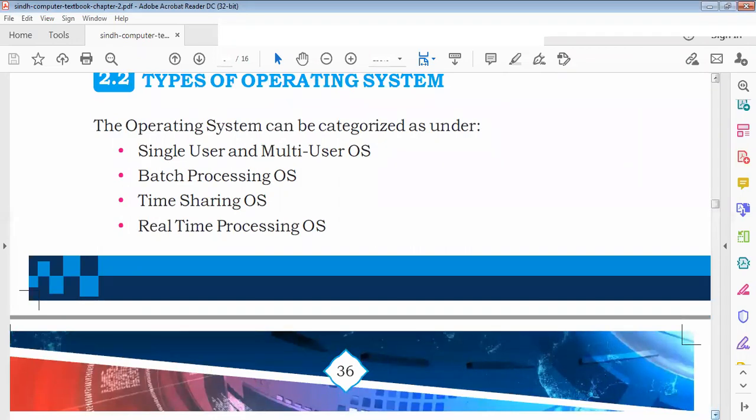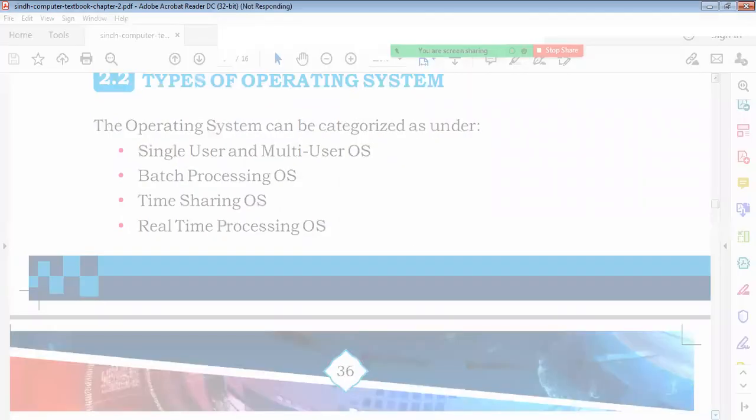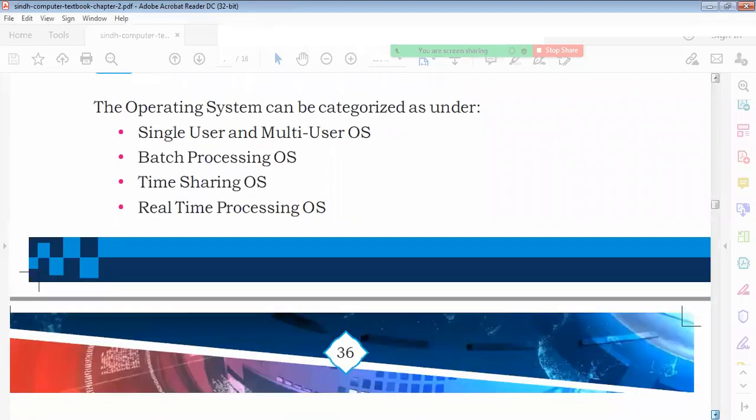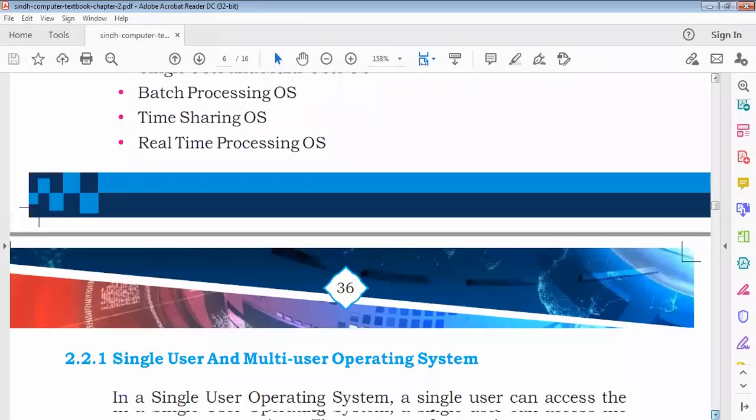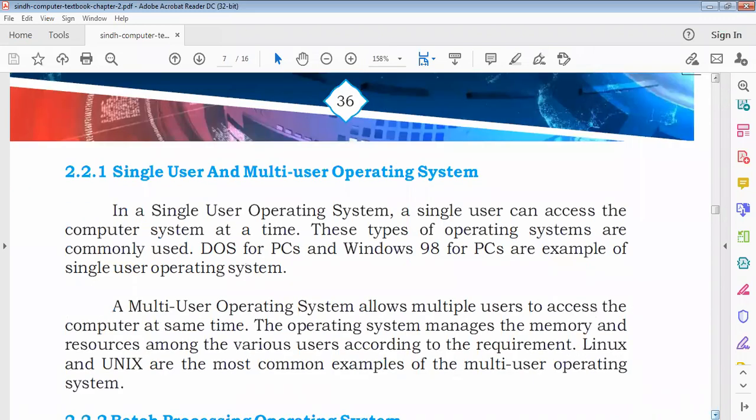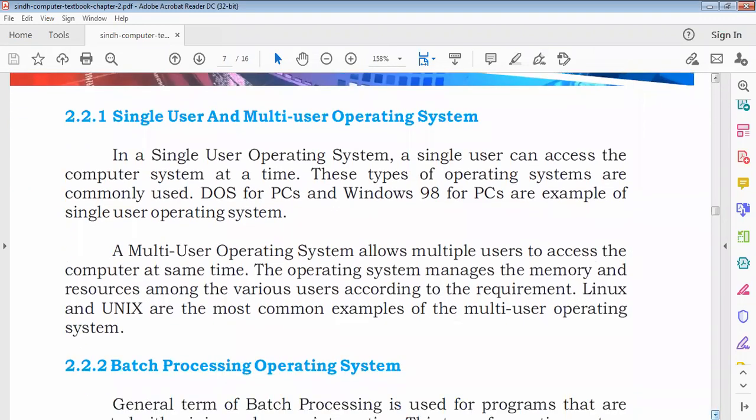There are many types of operating system, but in our syllabus we are going to study only these 4 types. So the first type is a single user and multi-user operating system. As the name suggests, in a single user operating system, at a time only one person is using the operating system, only one person is using the PC. Examples of such operating systems are DOS and Windows 98.